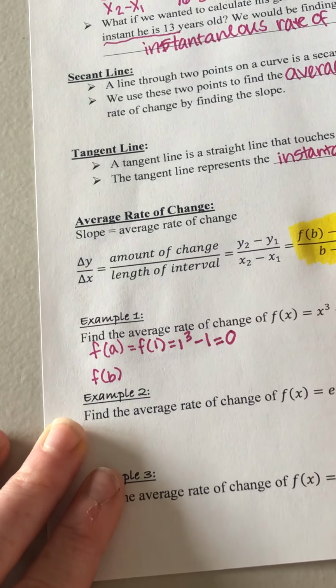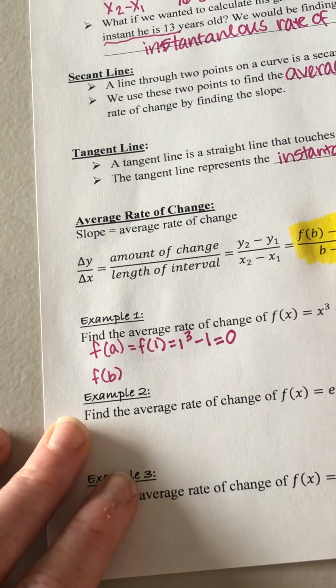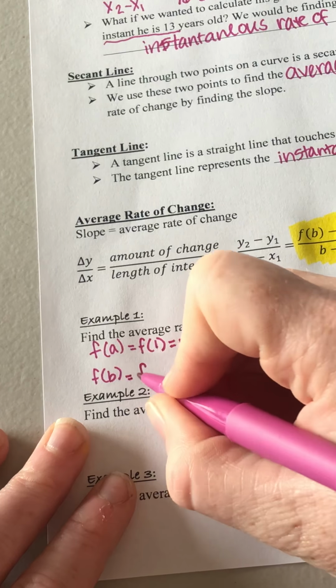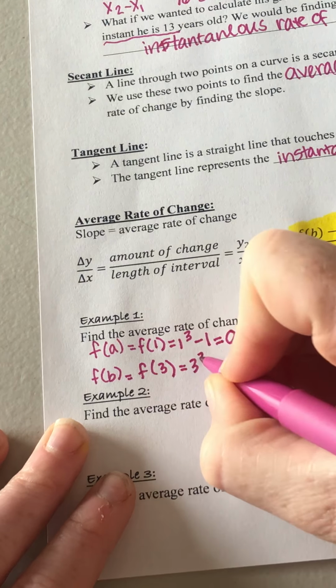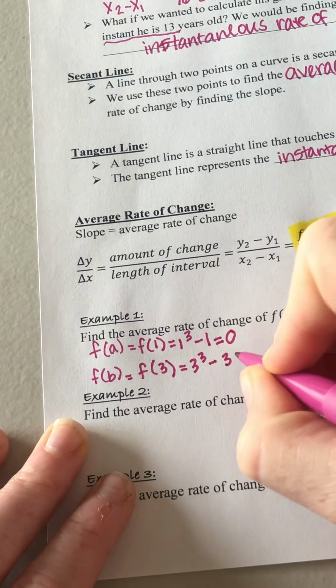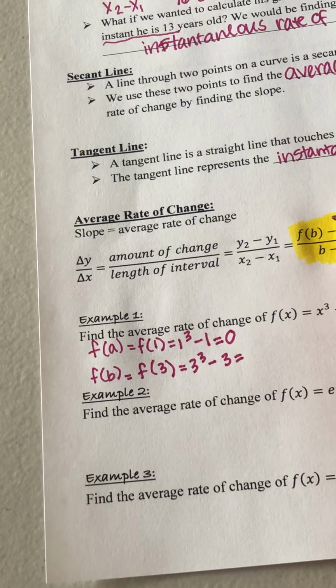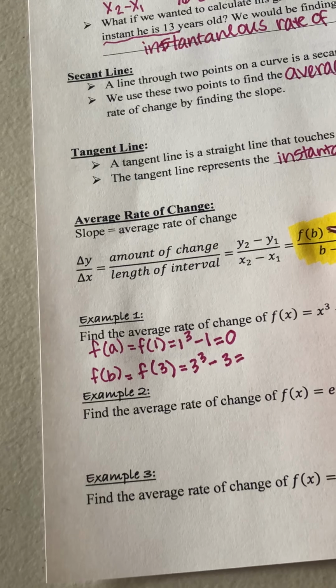That would give me 0. All right, f of B would be f of 3. So that would be 3 to the third minus 3. And that should be 24. Yeah, 24.